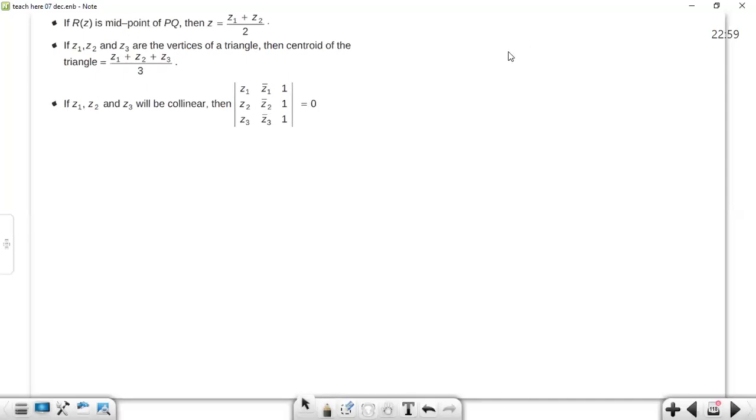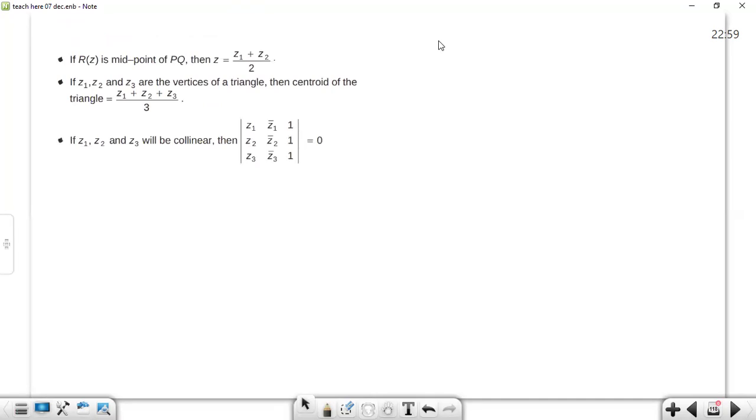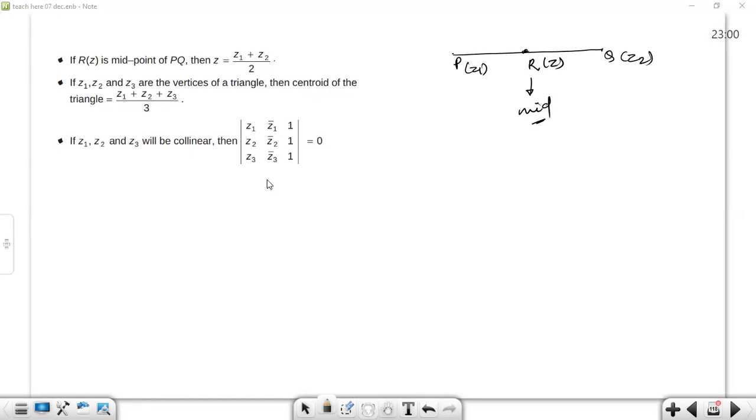First point is that if there is a straight line like PQ, P and Q are the points, and there's a midpoint R. So if P represents the Z1 complex number, Q represents the Z2 complex number, R represents Z, and this is a midpoint, then the Z complex number can be given as Z = (Z1 + Z2) / 2.